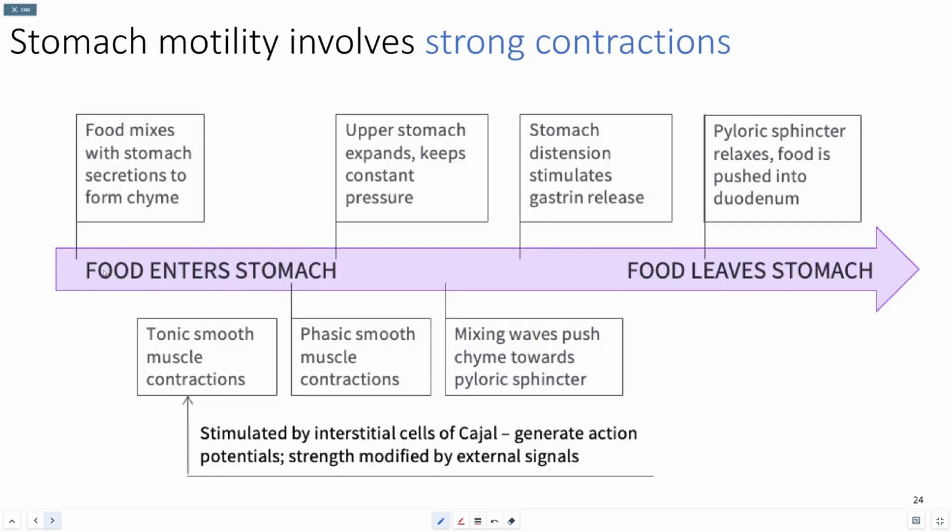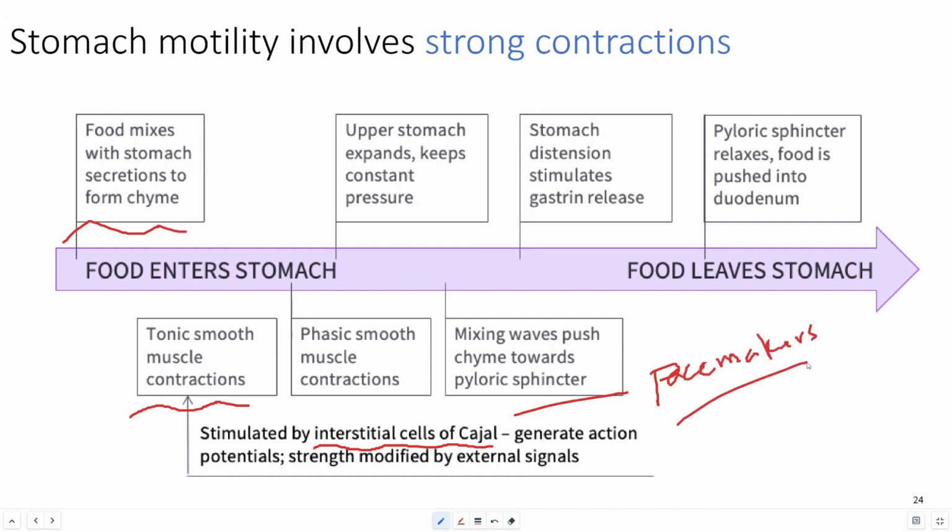As food mixes with the stomach secretion to form chyme, the food enters the stomach. There's going to be this tonic smooth muscle contraction. This is stimulated by a set of cells called the interstitial cells of Cajal, which are a unique set of cells, also known as pacemakers, for moving the food. These pacemakers are located in the longitudinal layer of the smooth muscle, and they have spontaneous depolarization of about 4 times per minute. This then leads to the phasic smooth muscle contraction, followed by the upper stomach expansion, keeping the constant pressure, and continuously squeezing.